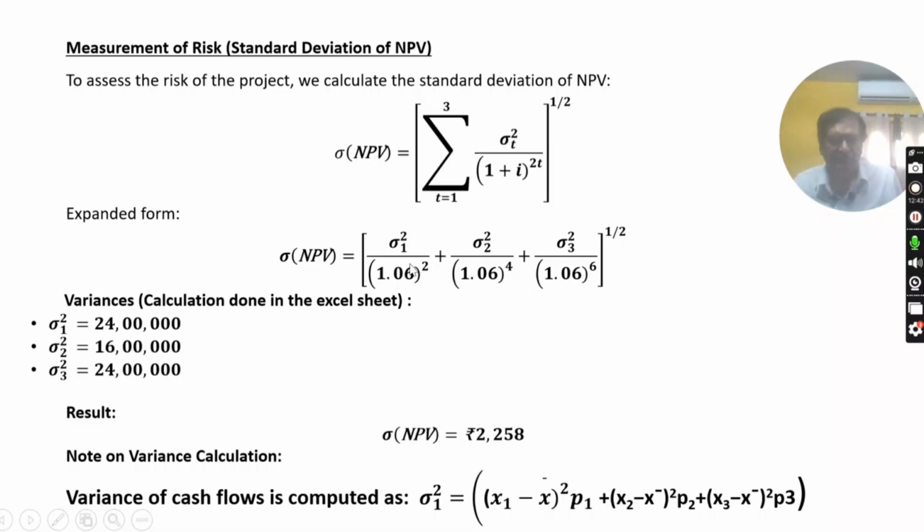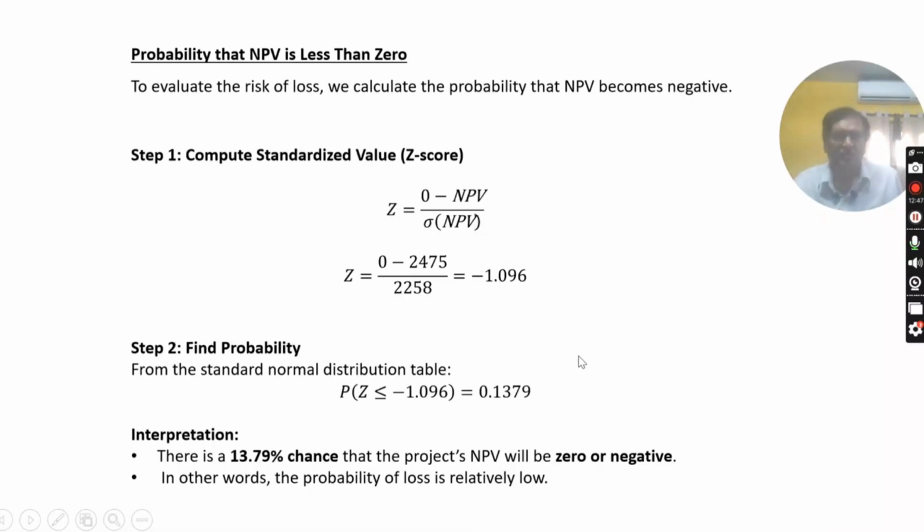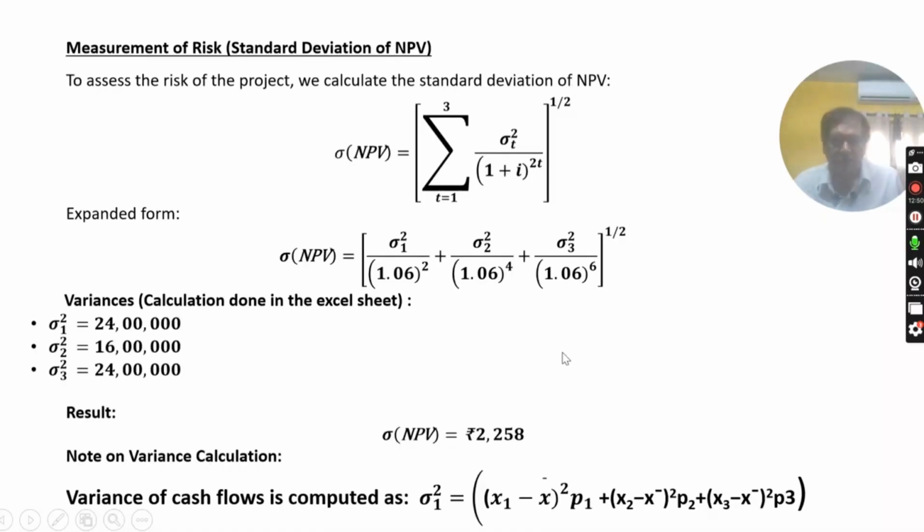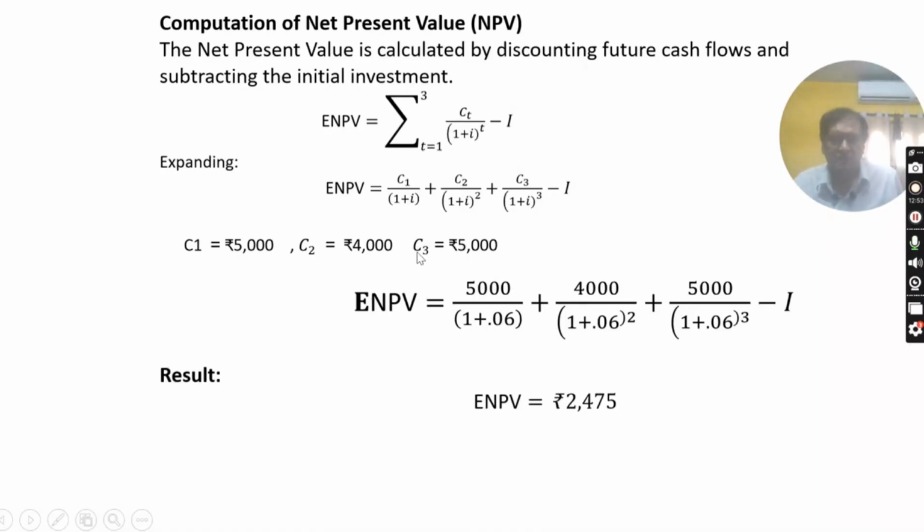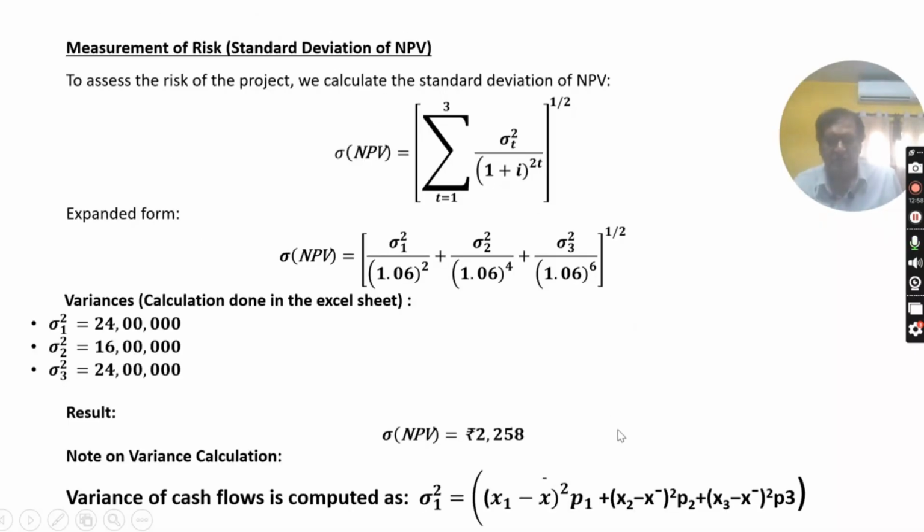The expected NPV I have shown you in the previous slide, and this is the standard deviation value. Okay. So in this way, you can calculate the expected NPV. Expected NPV is 2475 rupees, and the risk is 2258.